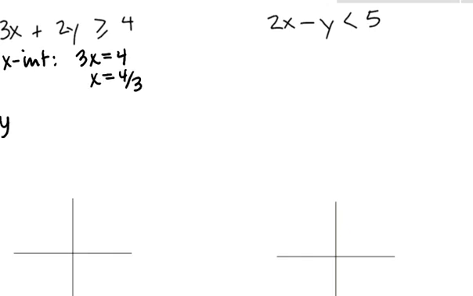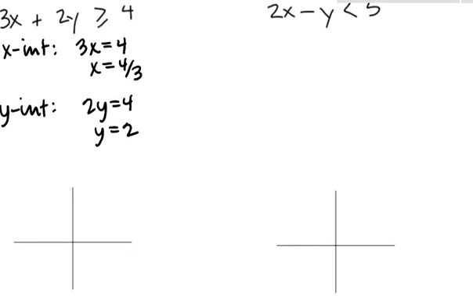And I'll find the y-intercept by letting x equal 0. That's what the y-intercept is, the point where x equals 0. So if I let x equal 0, I have 2y equals 4 and y equals 2. I'm going to graph y equals 2, and x equals 4 thirds, which is a little bit less than 2.